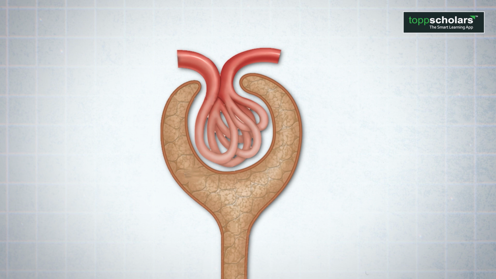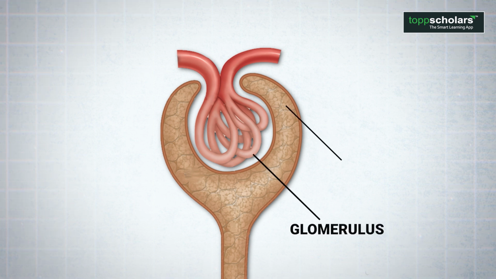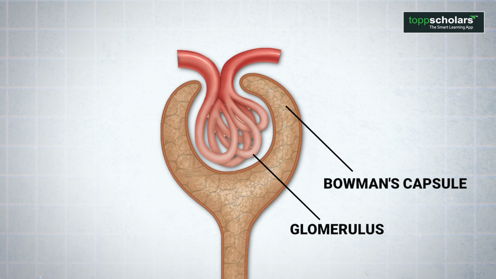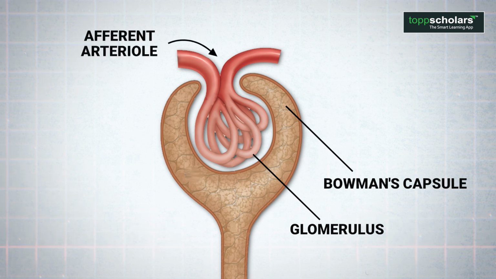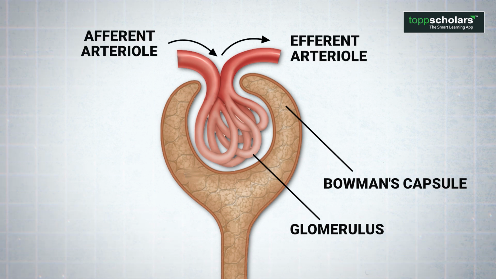Let's begin. The main parts of the Malpighian tubule are glomerulus and Bowman's capsule. It is a structure in the nephron of the kidney where the initial filtration of blood occurs. There are other parts such as afferent and efferent arteriole. Afferent arterioles deliver blood to the glomerulus, and efferent arteriole carry blood away from the glomerulus. This simplified diagram outlines the main structure of a Malpighian capsule.